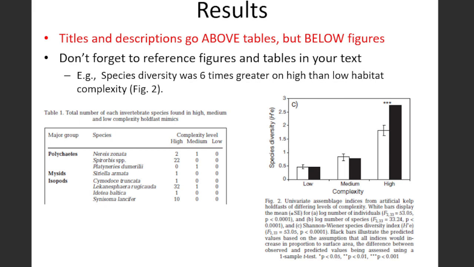Titles and descriptions go above tables but below figures. And don't forget to reference figures and tables in your text. So you see on the bottom left, there is a table, and it says Table 1 with the description of it above it. And on the right, there's a bar graph with error bars, and it says Figure 2 on the bottom of it with the description of it. This is how you would present yours, and you also have to have a description just like what's shown here.